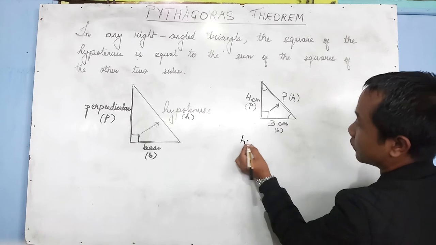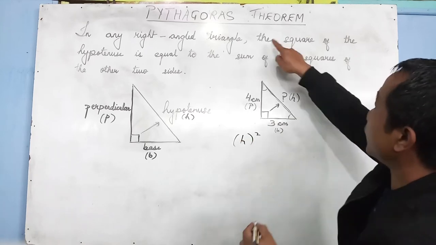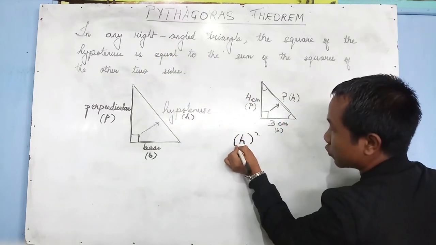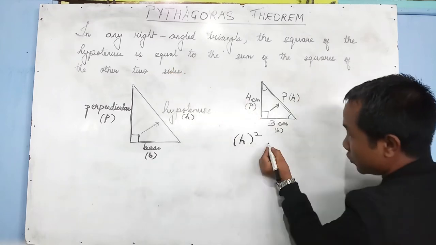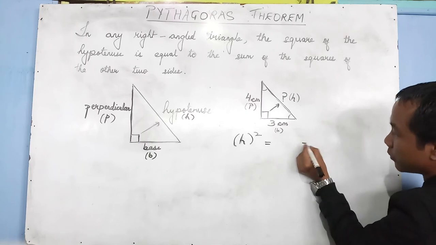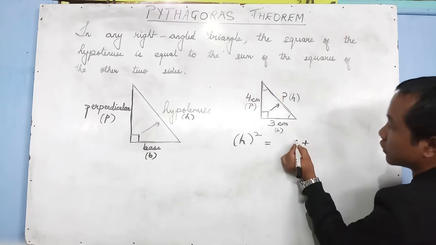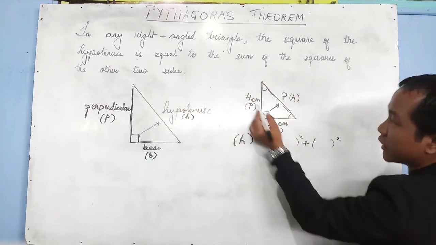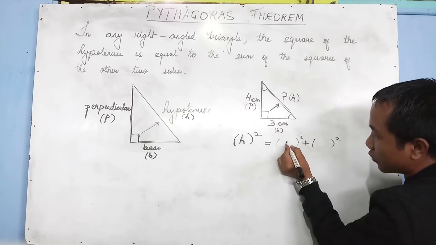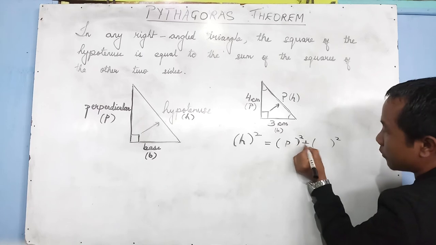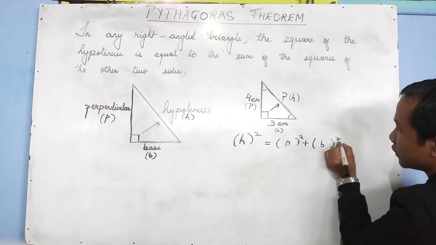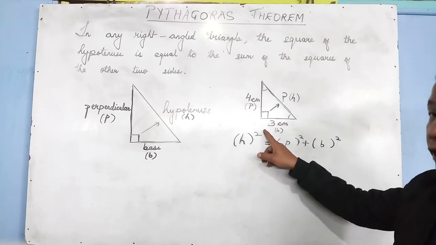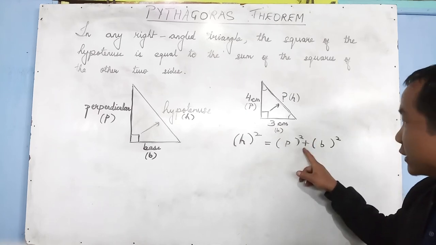H square, the square of the hypotenuse, is equal to the sum, meaning plus, of the squares of the other two sides. The other two sides are perpendicular and base. Perpendicular square plus base square. So from the definition we got H square is equal to P square plus B square.